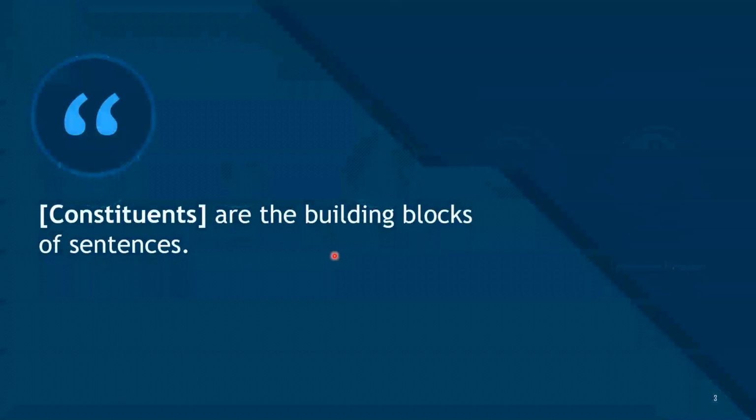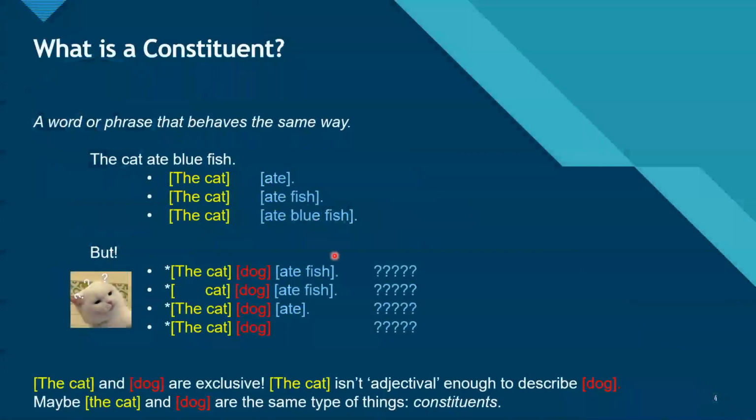The basic idea of a constituent is that this is your Lego block when you're putting whole sentences together. You can see a few examples here. For example, the cat and ate. These are 2 different constituents. Constituents are powerful because they tell us what words behave the same way according to the same rules. They can also explain why some sentences aren't grammatical, such as the cat dog ate fish. Cat and dog are 2 constituents of the same type because they're competing with each other.